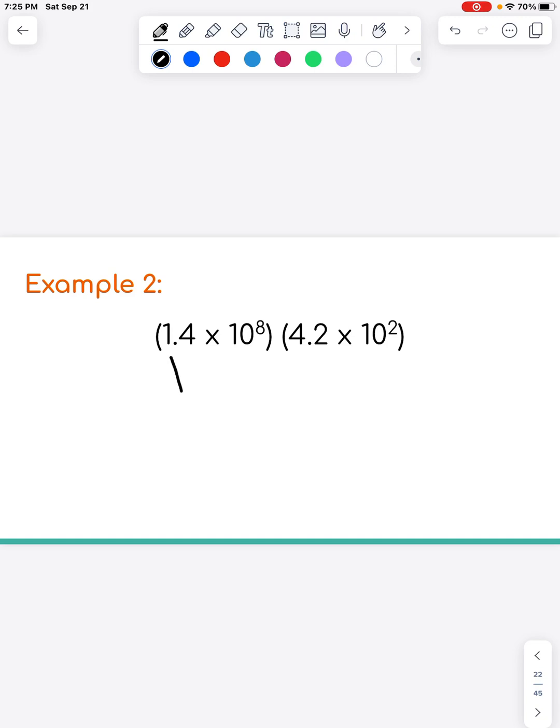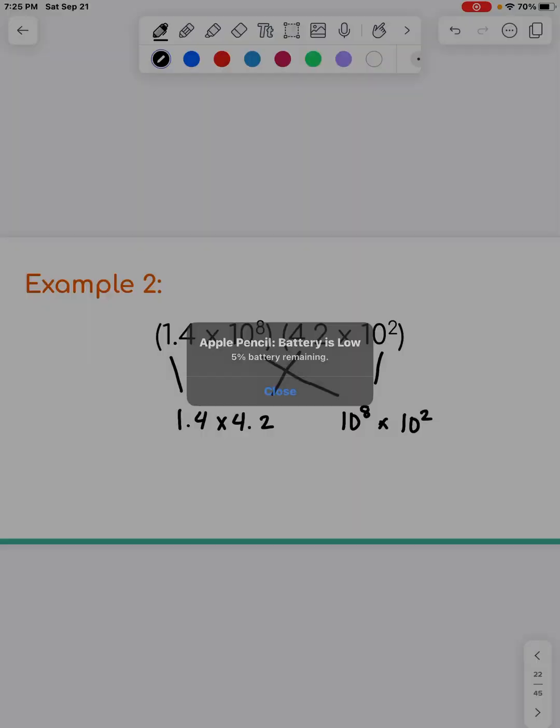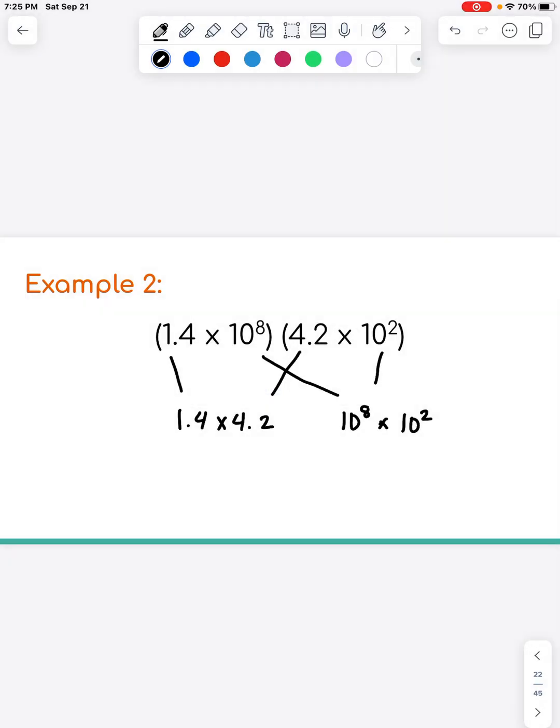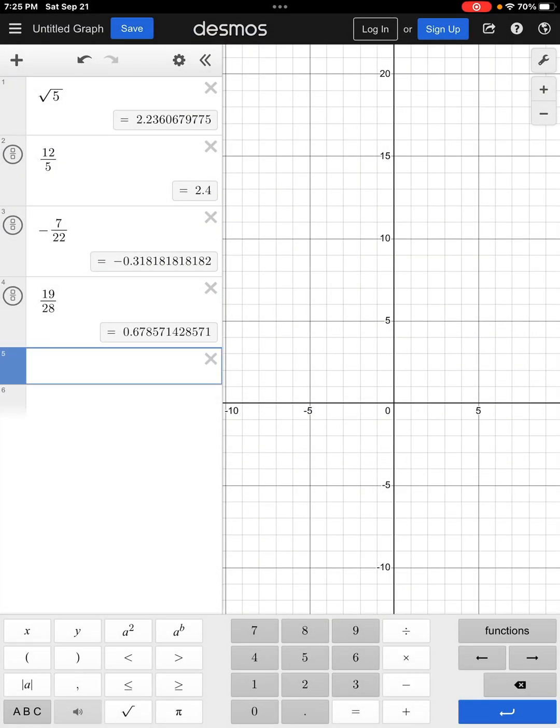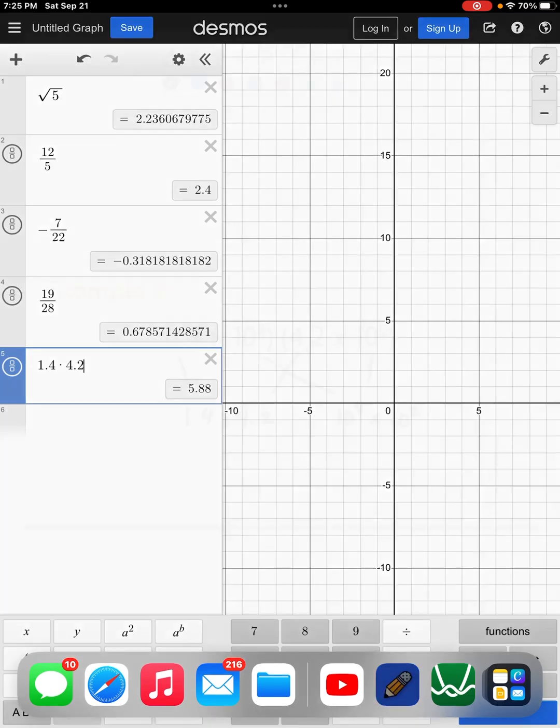On to my next. I have 1.4 times 4.2. And I have 10 to the 8th times 10 to the 2nd. Going to go ahead and jump to my calculator. 1.4 times 4.2, 5.88.